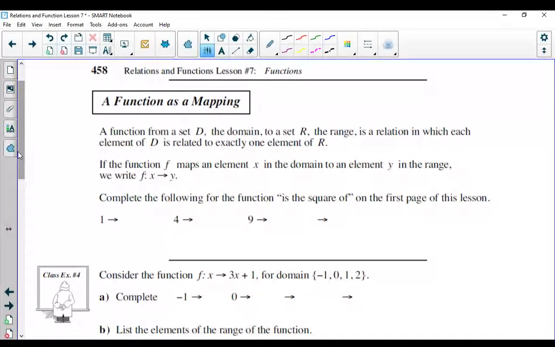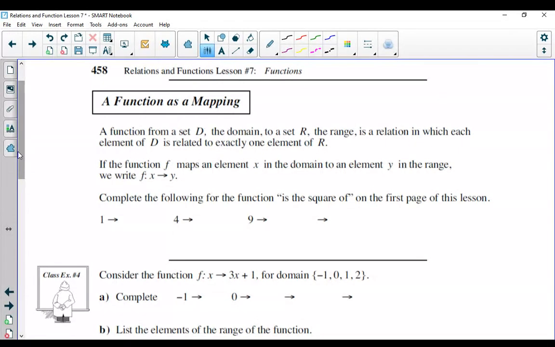Okay, so a function as a mapping. A function from a set D, the domain, to a set R, the range, is a relation in which each element of D is related to exactly one element of R. We've already been talking about that. We said that that is what defines what a function is. A function is a special relation where each distinct element in the domain can only relate to exactly one element of the range.